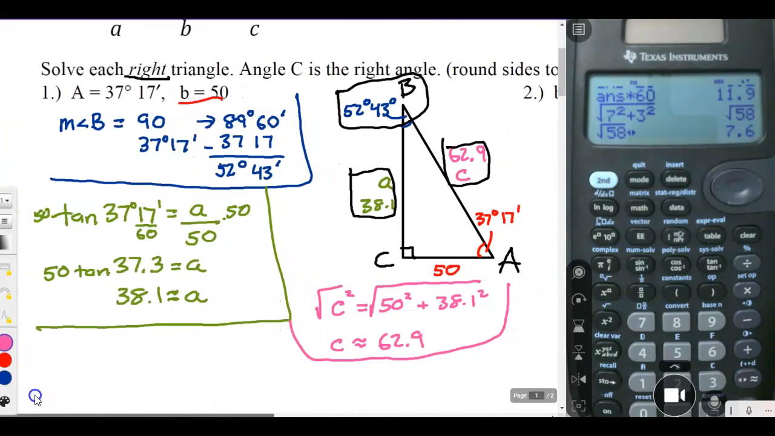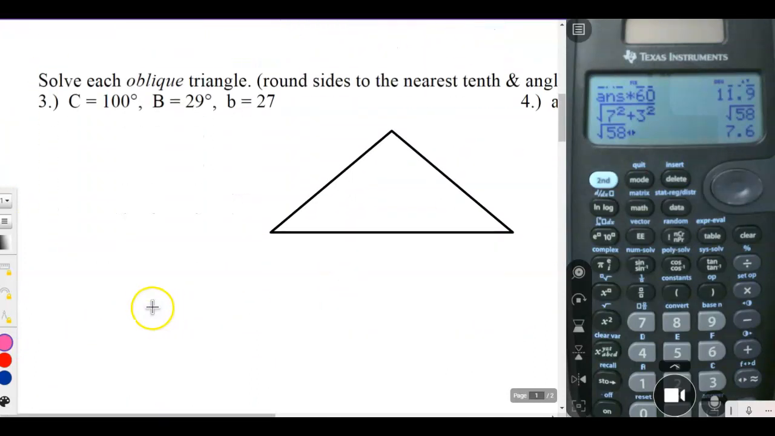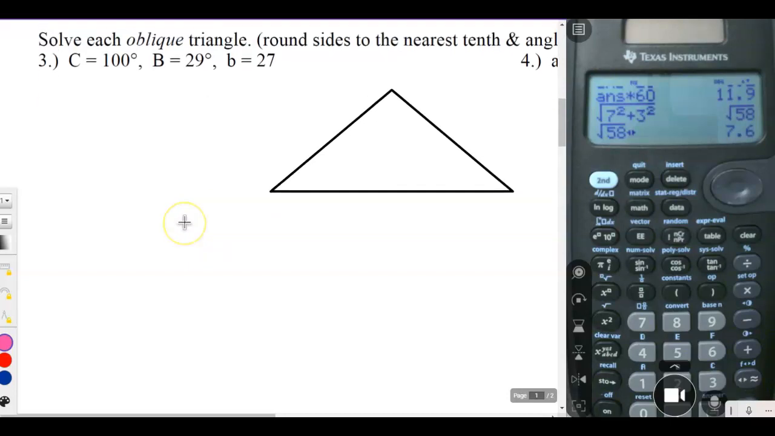All right, let's go down to the next one, which is now oblique triangles, right? So now we have non-right triangles. We cannot use Pythagorean theorem. We cannot use SOHCAHTOA, right? We have to rely on our new tools, the law of sines and law of cosines.